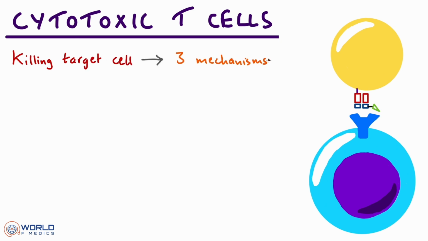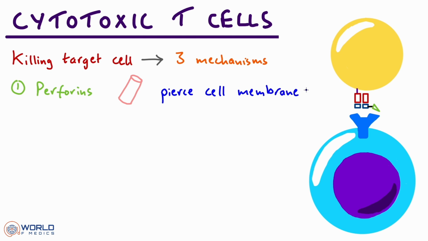The first of these is through the production and the secretion of proteins called perforins. You can think of these as being cylindrical structures which act as a pin would to a balloon. So the end result for the balloon is not going to be pretty. Similarly, the target cell membrane is going to be pierced multiple times by these cylindrical proteins.